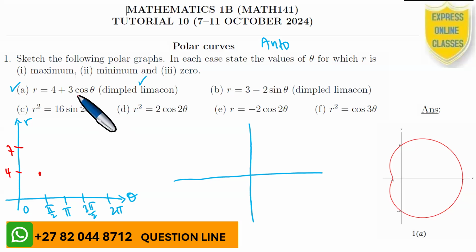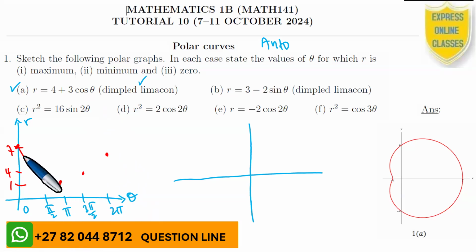At pi, it's going to give us cosine pi, which is minus 1. 4 minus 3, it's a 1. At 3 pi over 2, okay, so yeah, this is going to be a 4. At 2 pi, it's going to be 7 again.